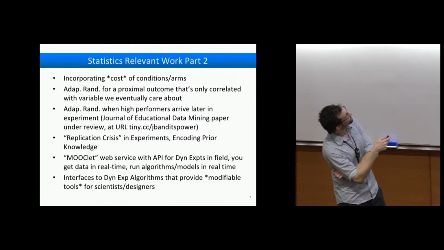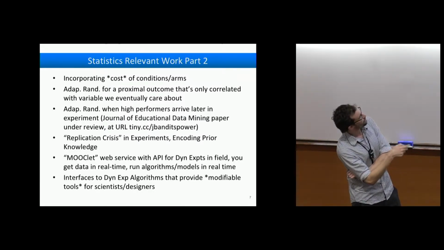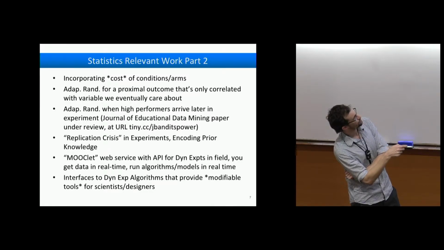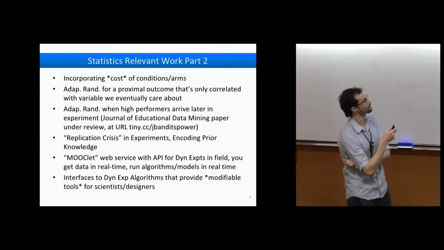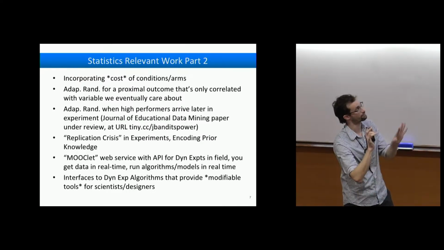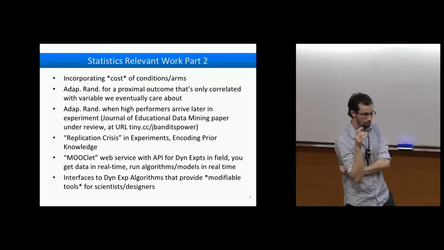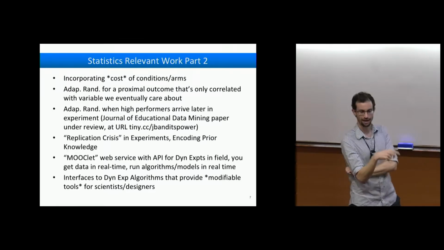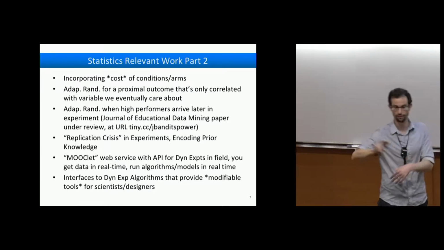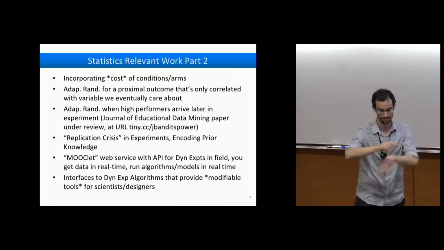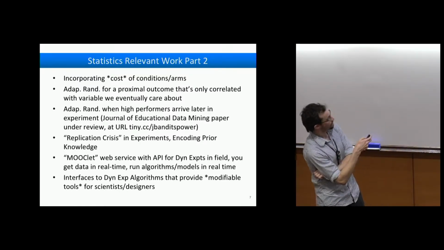So this is a paper that's under review at the Journal of Educational Data Mining. You can see the URL, tiny.cc/jbanner's power, and I think I sent it on to a few of you. You can just skim it. I think you will get the main point pretty quickly, and you might even find it very straightforward. It's just that we did that first, and then we realized after diving into it how best to tie it to the stats literature. We knew some literature, but then we found more and more, and you suggested a ton. But here's the basic idea.